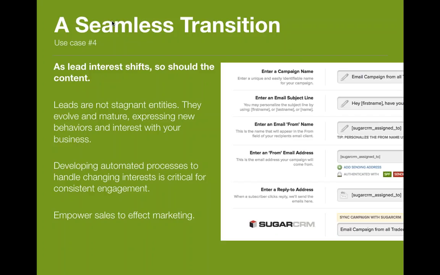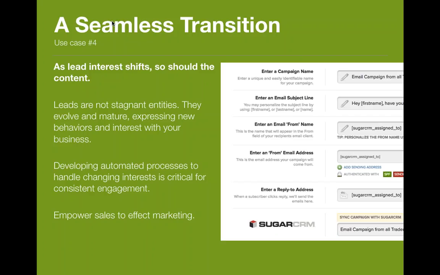We're going to harp on this point a lot, as we're really looking to maximize the data found in Sugar and bring that data into the system in tandem with the data that we're spitting back out. Developing automated processes to handle changing interests is really critical for consistent engagement. As leads have more access to information, the types of content you send them should reflect their exact interest.